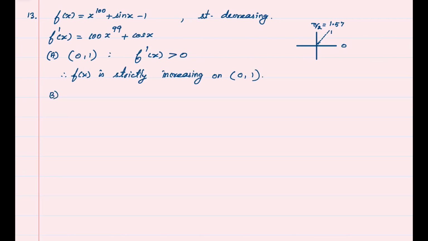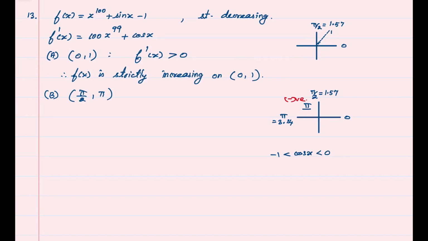Let us check the next interval b, the open interval pi by 2 to pi. Pi by 2 value is 1.57 radians and pi is 3.14 radians. So it is the second quadrant. And in the second quadrant, we know that cos becomes negative. And negative values of cos x are between -1 and 0. But look at the first term. 100 times x power 99 will be a very large value, whatever value you take from this interval.